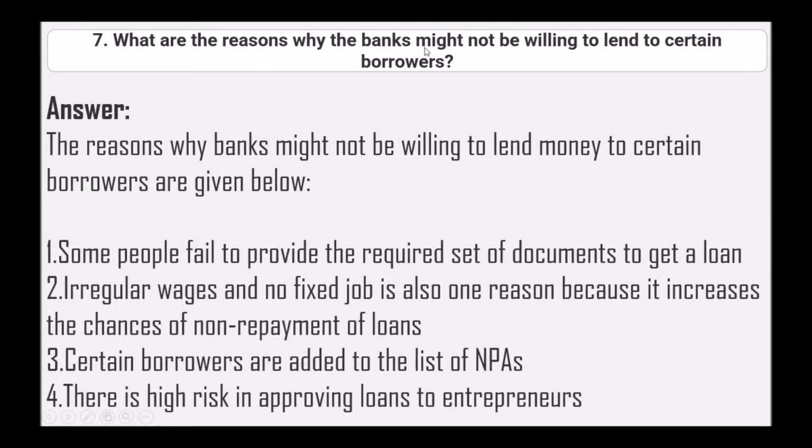Next, what are the reasons why the banks might not be willing to lend to certain borrowers? The reasons why banks might not be willing to lend money to certain borrowers are given below. Some people fail to provide the required set of documents to get a loan. Irregular wages and no fixed job is also one reason because it increases the chances of non repayment of loans. Certain borrowers are added to the list of NPAs. There is a high risk in approving loans to entrepreneurs.